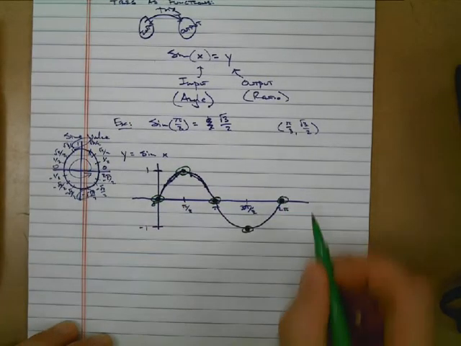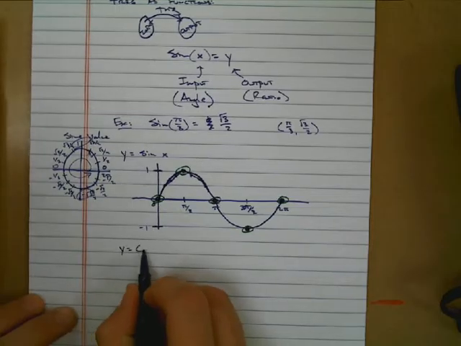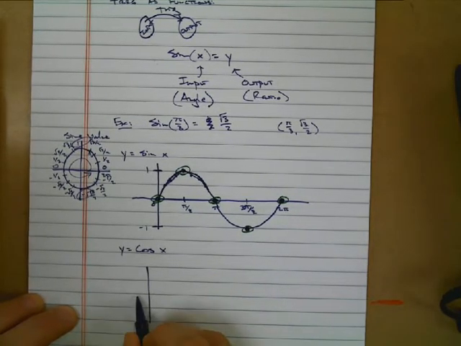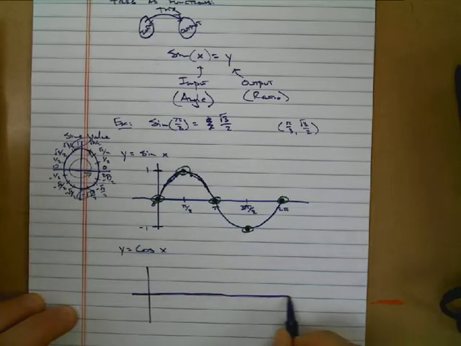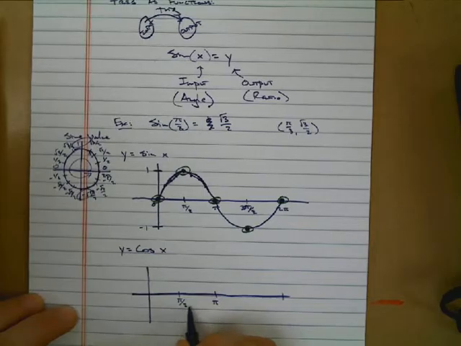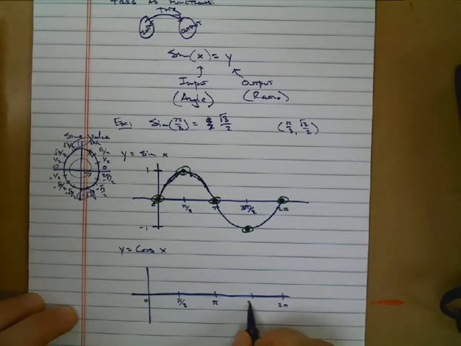All right, what I would like you to do now is graph y equals the cosine of x. Very similar idea. I'd like you to graph it from 0 to 2 pi on this axis. Go ahead and pause the video and do so.